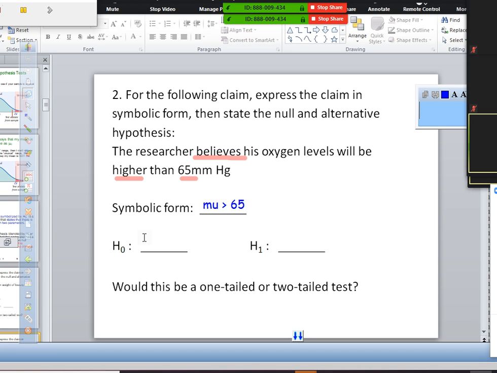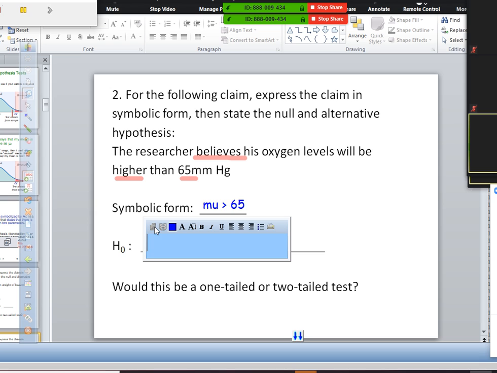So it's going to be that mu is equal to 65. This number doesn't change. 65 never changes. It's just the symbols that change. So mu is equal to 65. That's my H0. Always equals.